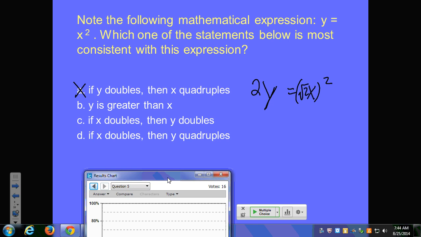What type of relationship is this? It's a quadratic relationship, right? So it's a parabola, right? So that leaves D, that if x doubles, then y quadruples. So if I have y equals x squared, imagine that if I double x, then I get a quadrupling of y.